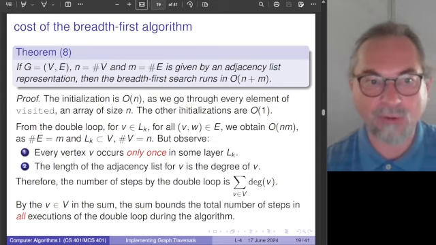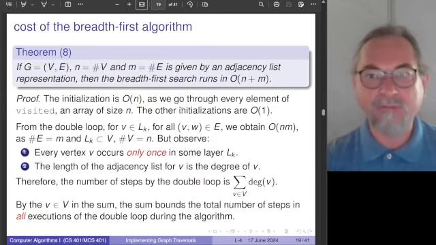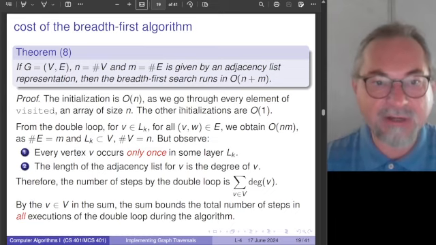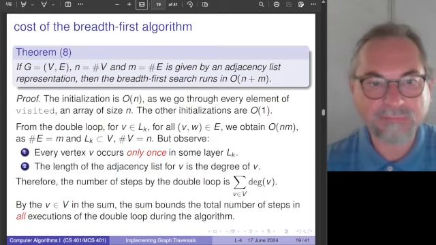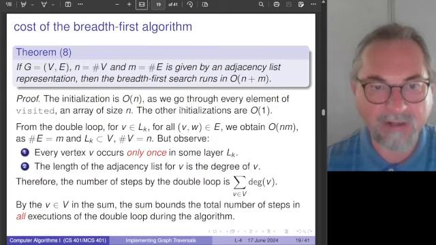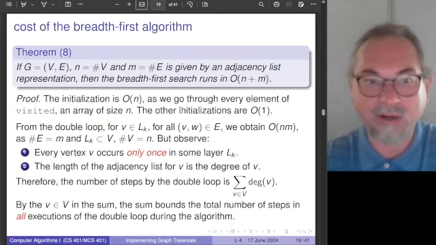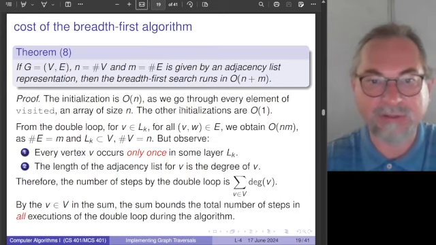So this is now a complete proof. We stated the breadth first algorithm completely. So let's do this. The initializations are linear, and that is fine. We have only one initialization that takes n steps. All the other initializations are constants.